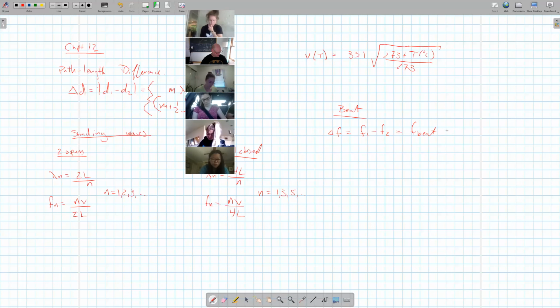Then we saw the Doppler effect. The Doppler effect says that the apparent frequency is equal to the actual frequency times the speed of sound plus or minus the speed of the observer, divided by the speed of sound minus or plus the speed of the source. Where again the top signs are for when it's moving toward, and the bottom signs are for when it's moving away.